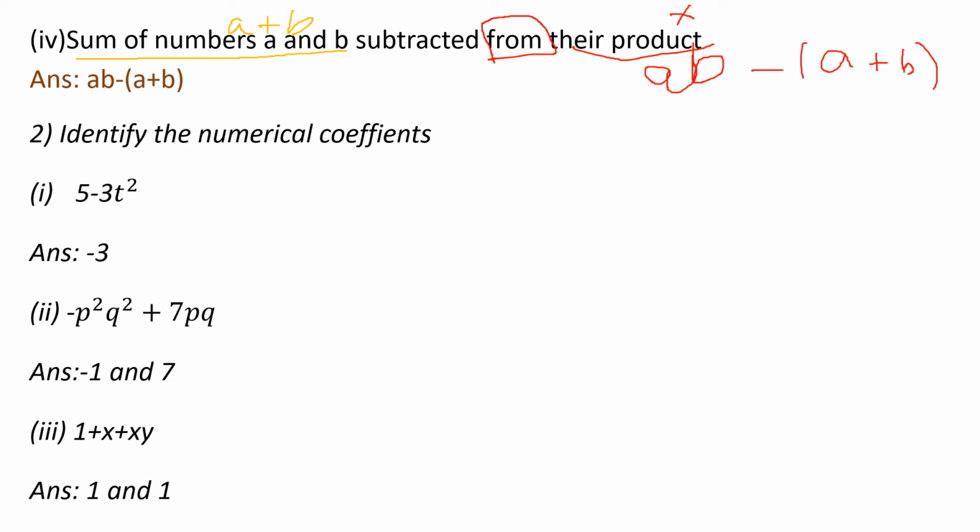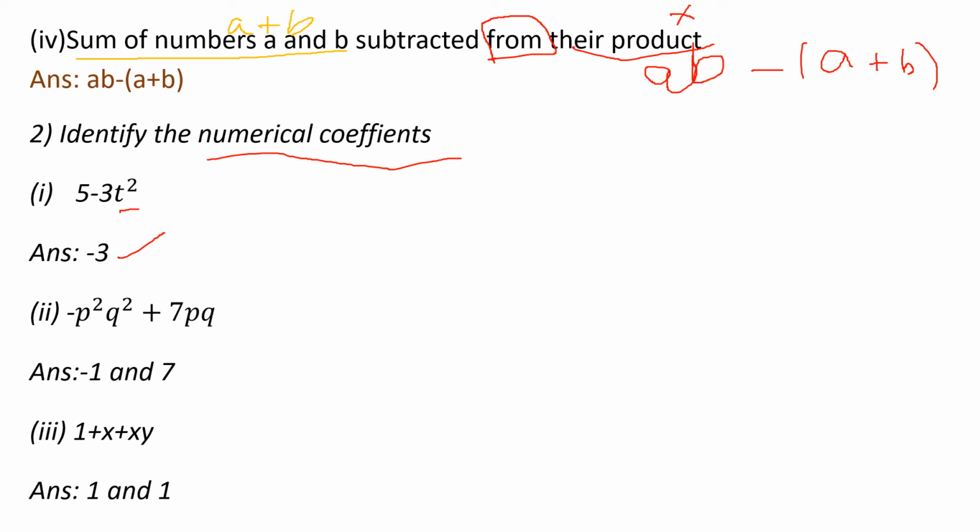Next one. Identify the numerical coefficient. What is a coefficient, children? You want to write the constant term. So identify the numerical coefficient. So 5 minus 3t square. What is the coefficient of t square? Whether minus 3 is correct or wrong, children? Should I write 3 or minus 3? Minus 3 is the correct answer, right? If it is a negative number, we want to write the minus symbol.